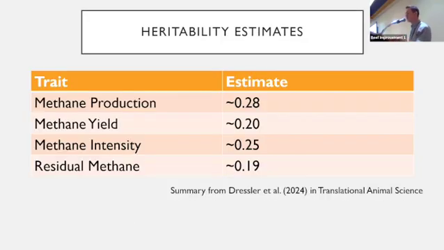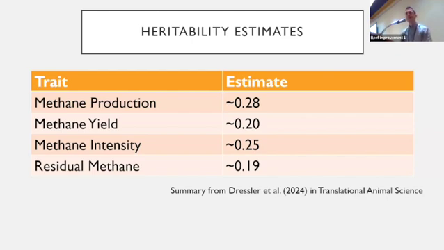So these are estimates that I crudely pulled from a nice summary by Dressler and others that was published in Translational Animal Science in 2024. Methane production, that's how much methane an animal produces in a day. Methane yield, that's methane produced per unit of feed intake. Methane intensity, that's methane per unit of animal product. And then residual methane is akin to the way you might think about residual feed intake. It's really a restricted index.